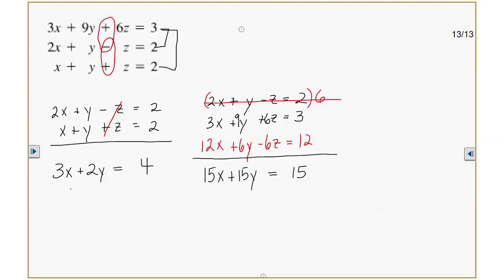Okay, now you got two equations, two unknowns. So I'm going to just make this smaller, and then I'm going to do the 2x2 matrix.